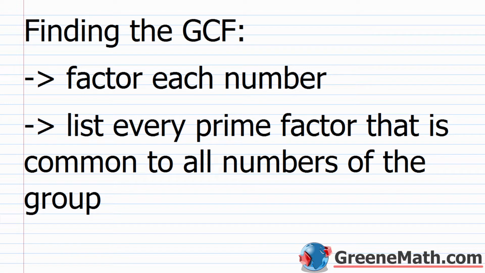All right, so let's go over the official procedure for finding the GCF. And once you get good at this, you don't need to do all the work that I just did, or even the work that you do in this procedure. In most cases, if the numbers are small enough, you can pretty much eyeball it and see what the GCF is going to be. So I want you to factor each number completely. You can do that with a factor tree, or using any method that you've learned. Then you want to list every prime factor that is common to all numbers of the group. Okay, so it's got to be common to everything.